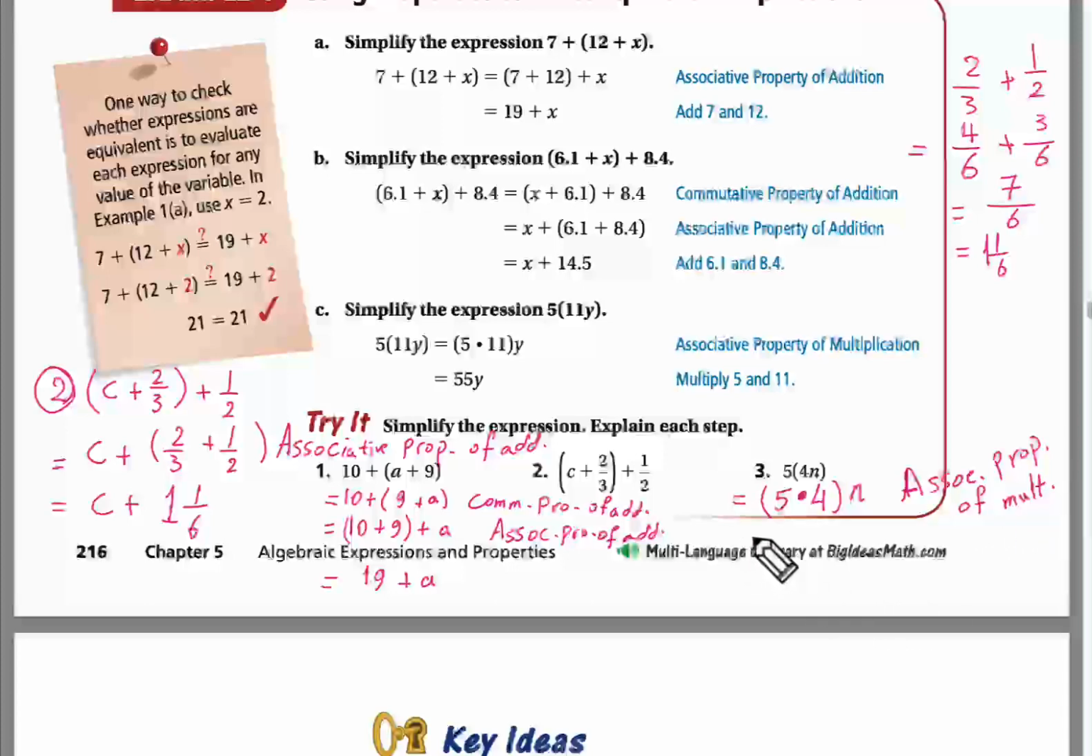Okay, now multiply. 5 times 4 is 20. 20n. And then n. 20n. Yes.